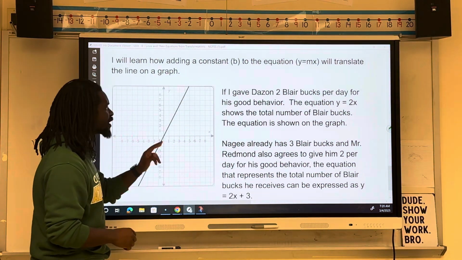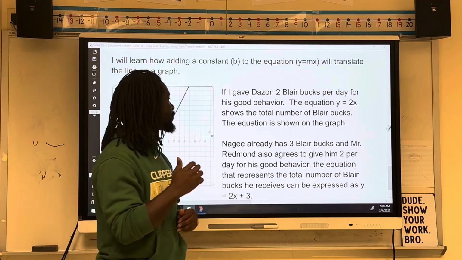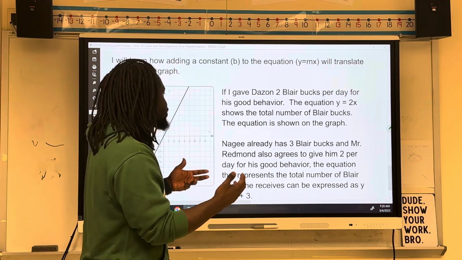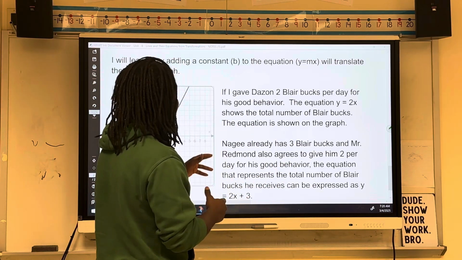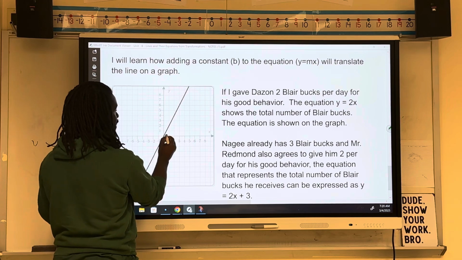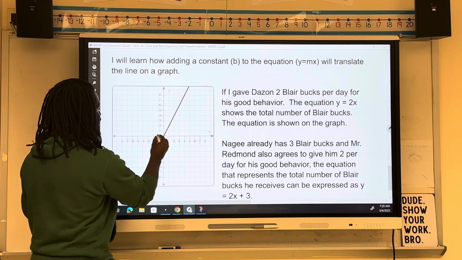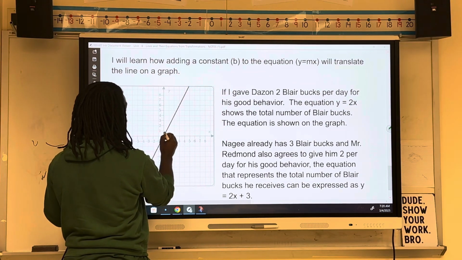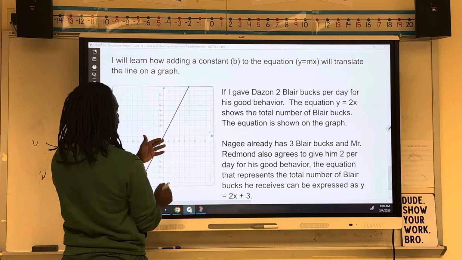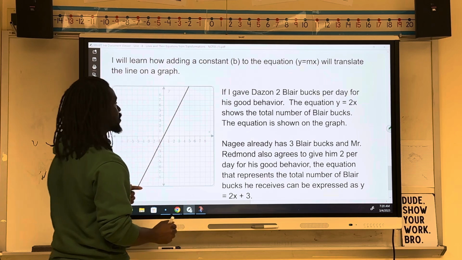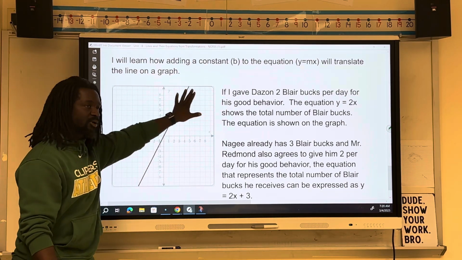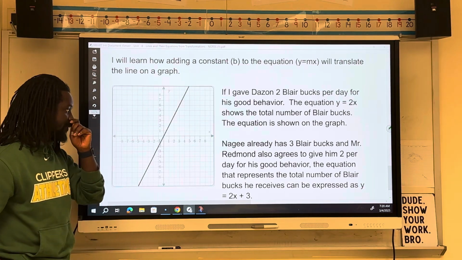Okay, so if I gave Dazon 2 Blair bucks per day for his good behavior, the equation y equals 2x shows the total number of Blair bucks, and this equation is shown on the graph. At first, on day 0, he gets none. On the first day he has 2, right? After day 2 he has 4, okay? After day 3 he has 6. So this graph shows the number of Blair bucks that he would get, okay?